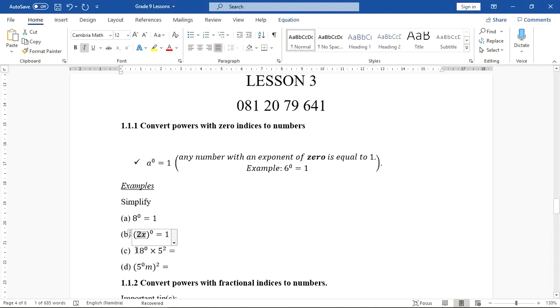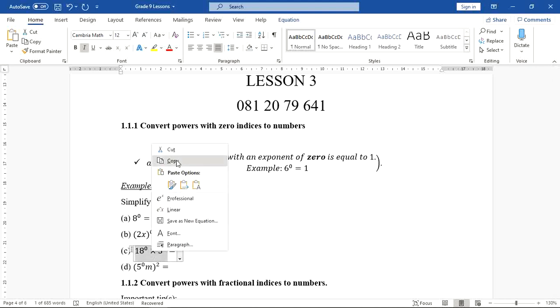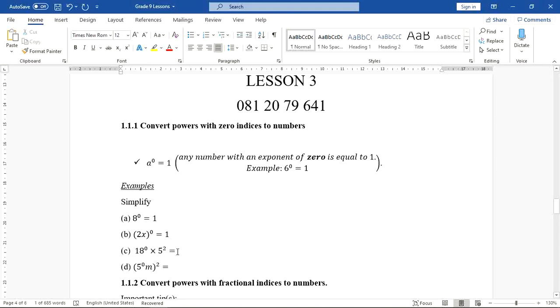But now in part C, you have to be very careful because you have 18 exponent 0 and you have 5 exponent 2. Applying this rule here, only 18 will become a 1, but 5 exponent 2 will become 25. How did I get the 25? Because 5 exponent 2 is the same thing as 5 times 5, which is 25. So the final answer here is just going to be 25.